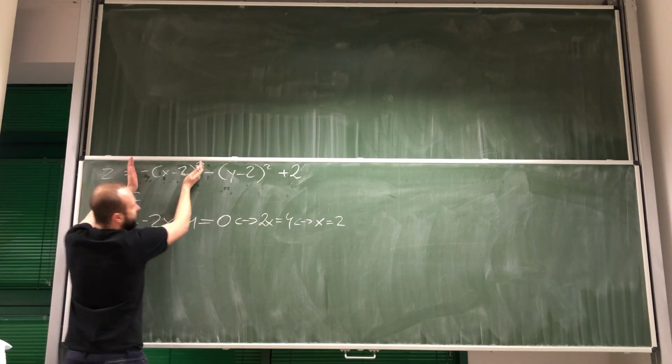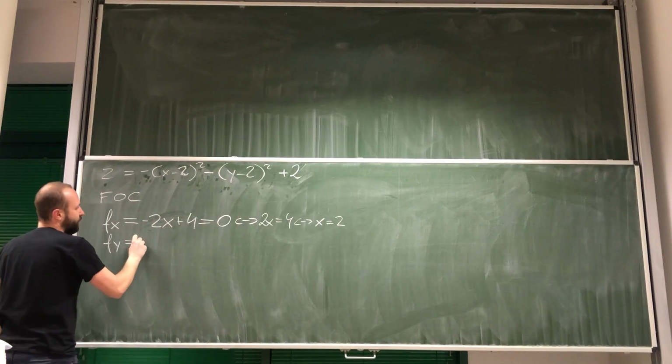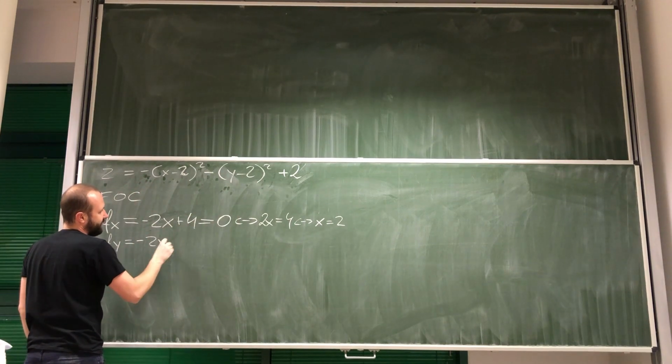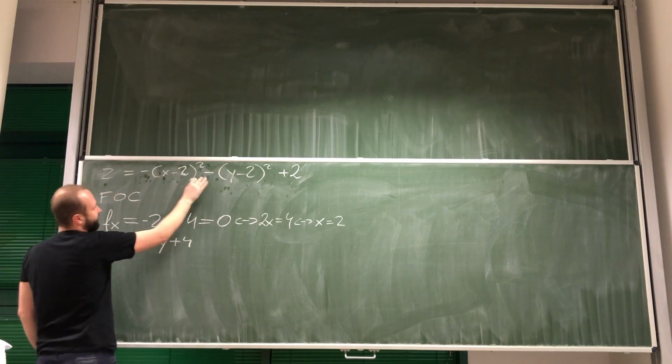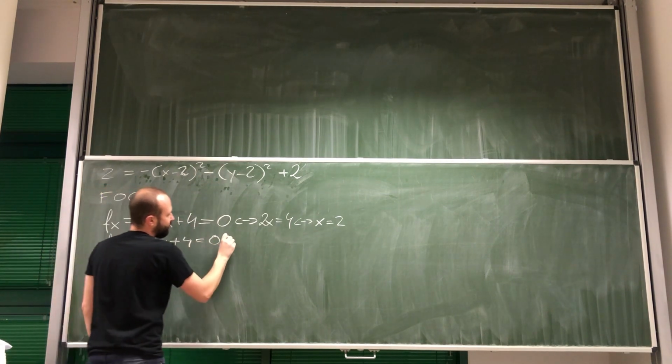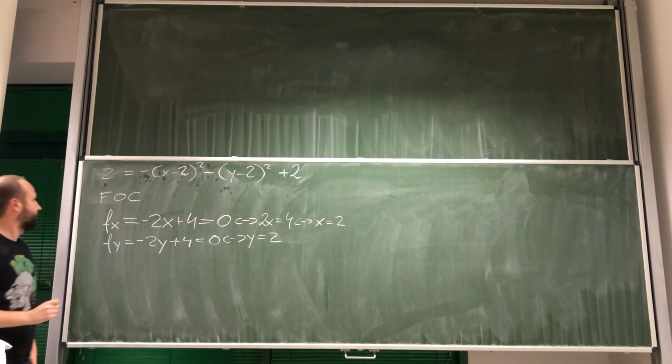Okay, now we calculate the first partial derivative with respect to y. Now, this is a constant, this is a constant, and we need to take care of this. And out of this we're also going to get negative 2 times y, plus 4, because minus is in front of everything, equals 0. So we're going to get that y is also equal to 2.